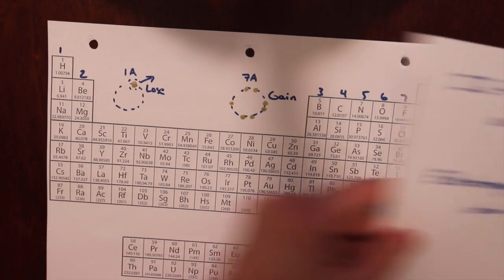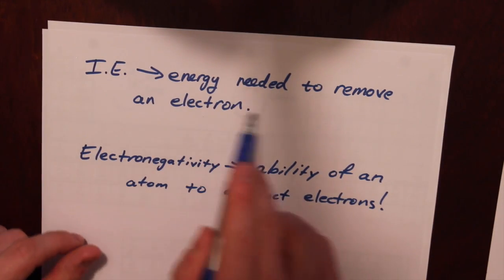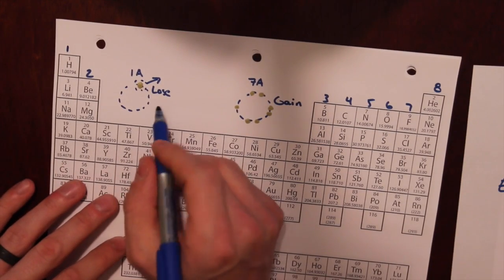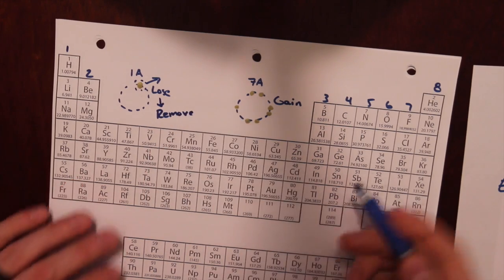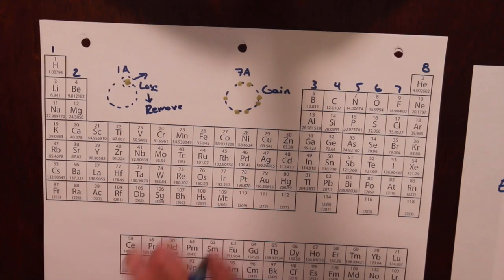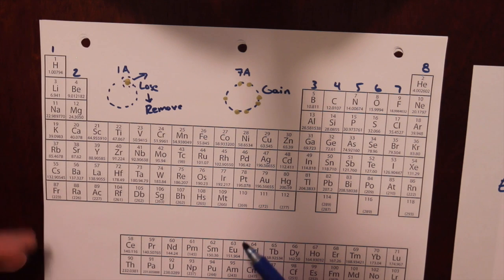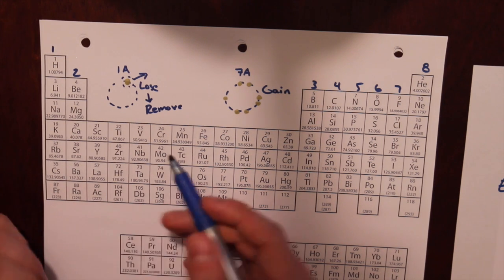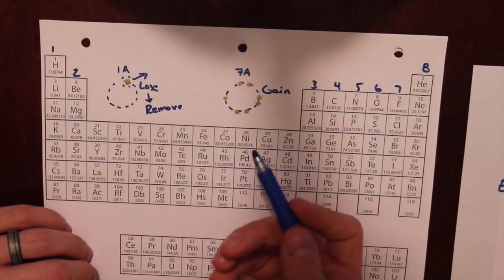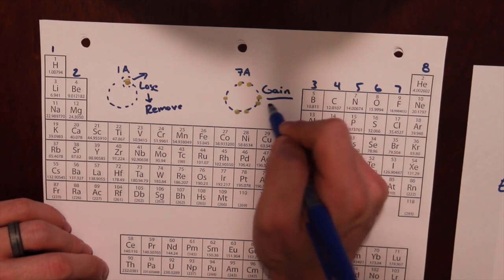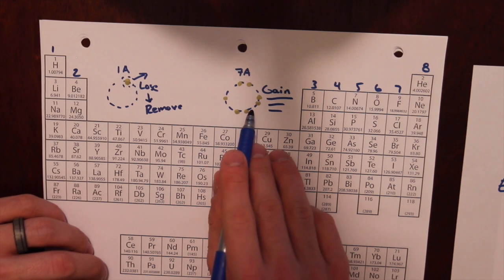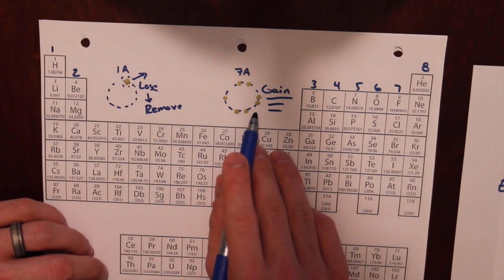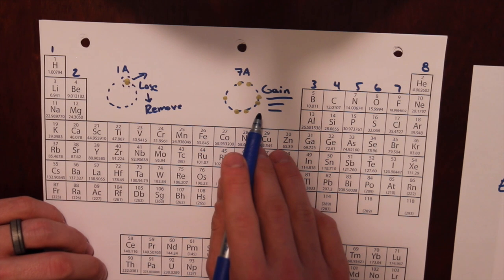All right, now let's recall, ionization energy is the energy needed to remove an electron. Remove is a synonym for lose. So over here, these ones naturally want to lose an electron. So they are going to lose them very easily, and it's not going to require a whole lot of energy. However, these ones over here with 7A, they want absolutely nothing to do with losing electrons. In fact, they want to do the opposite, gaining electrons.